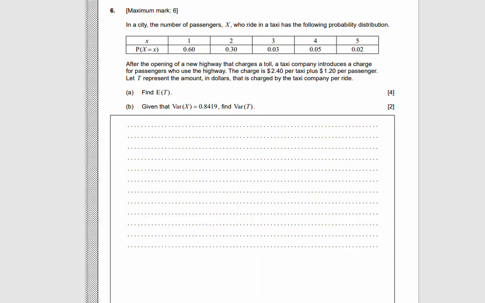In this video, we will solve a past paper question. So let's read the question together. In a state, the number of passengers X who ride in a taxi has the following probability distribution. So the table is given.